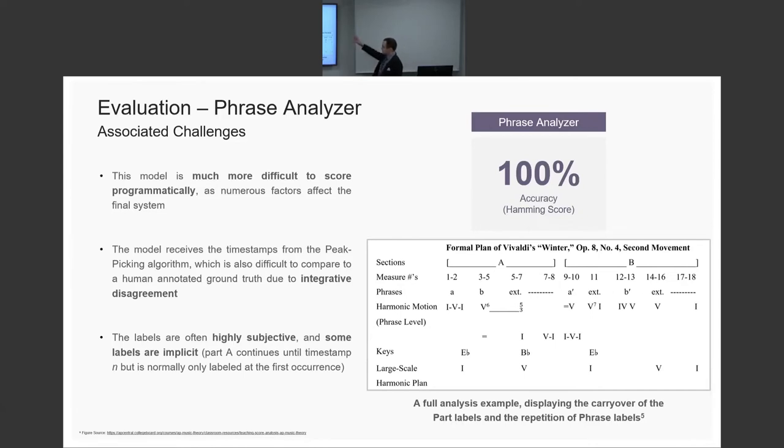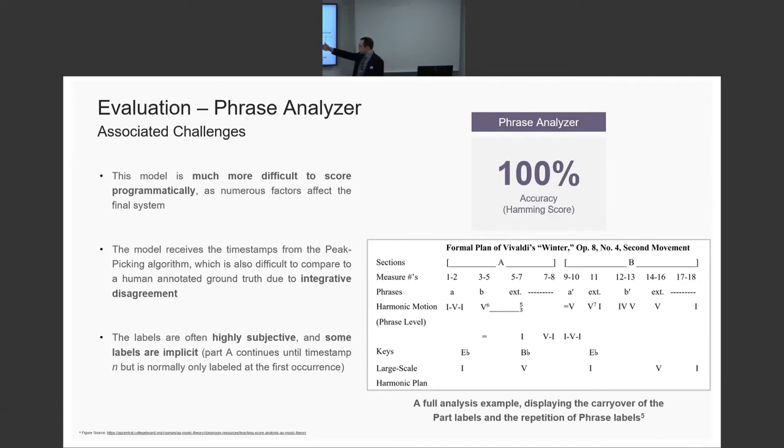And I mentioned here, it achieved 100% accuracy in terms of Hamming score on the training set. This was the closest way that we could get to evaluating that performance. This was different between different models that we tried, so that was at least a sure sign of that. This is just a full example of a typed out analysis.